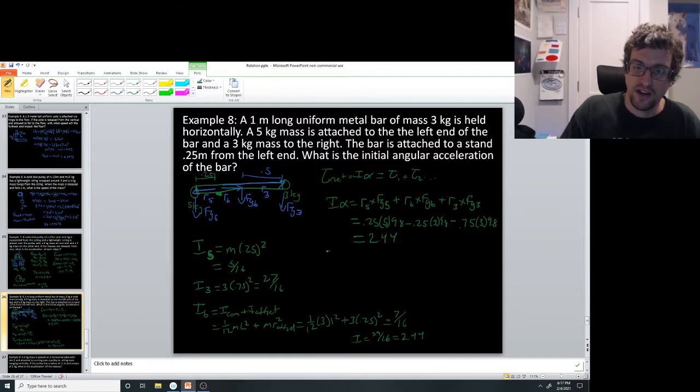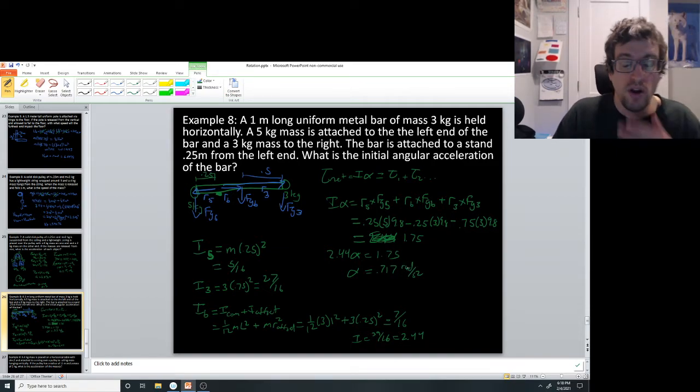So go back to here, I've got 2.44 alpha equals... this was never 2.44. I wrote down, this is 1.75. So sorry if you're questioning why my arithmetic's really bad, but I looked at my paper in the wrong place. 0.75. Alpha is 0.717 radians per second squared.